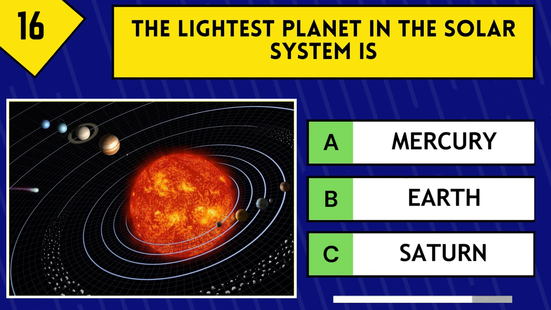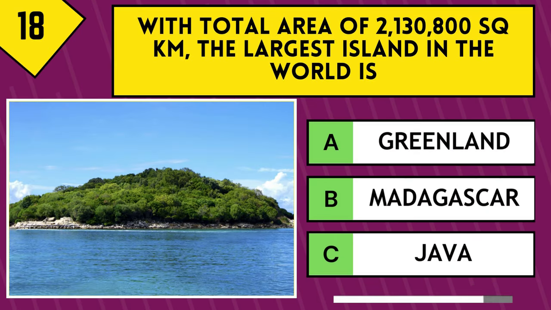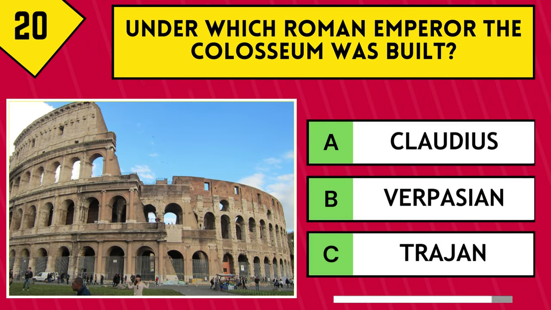The lightest planet in the solar system is. The National River of India is. Under which Roman emperor the Colosseum was built?